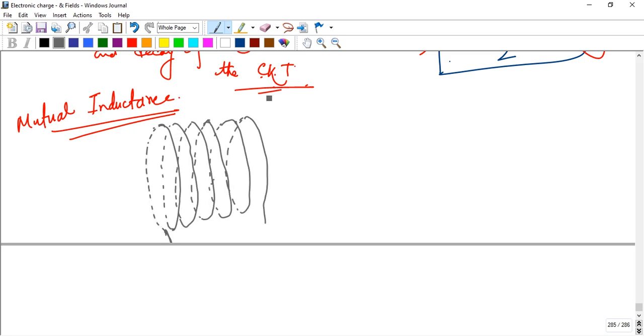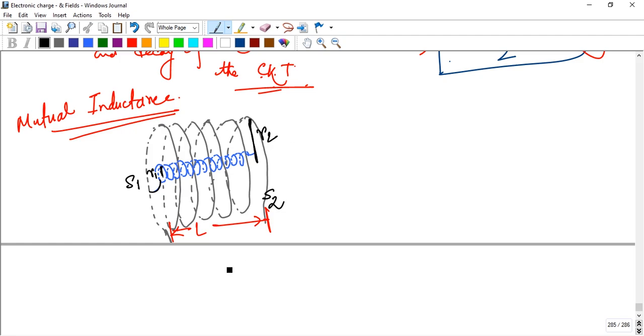Suppose there is one coil, and there is another small coil inside it. Suppose the length of both is the same. The inside coil is called S1 and the outside one is S2. The radius of the inside coil is R1, and the bigger outside coil has radius R2.